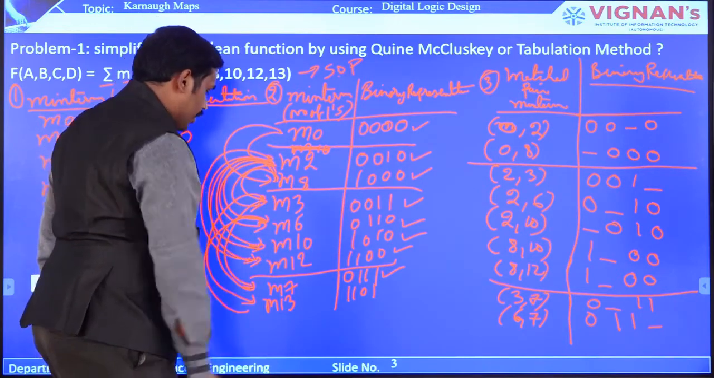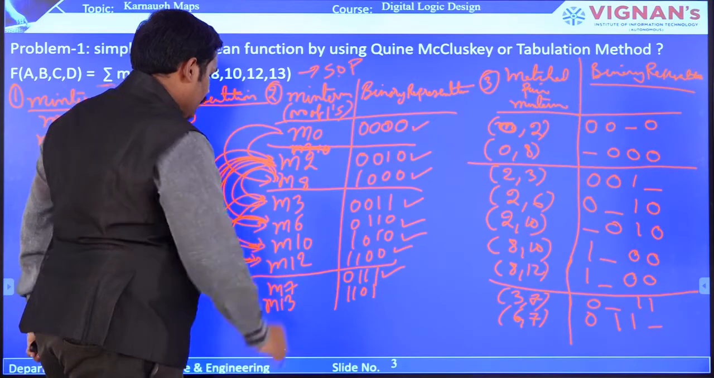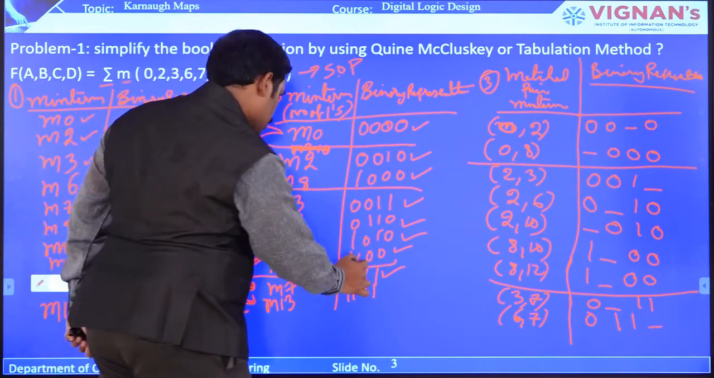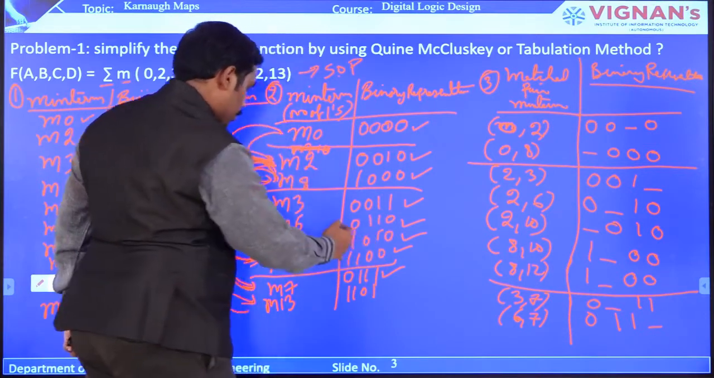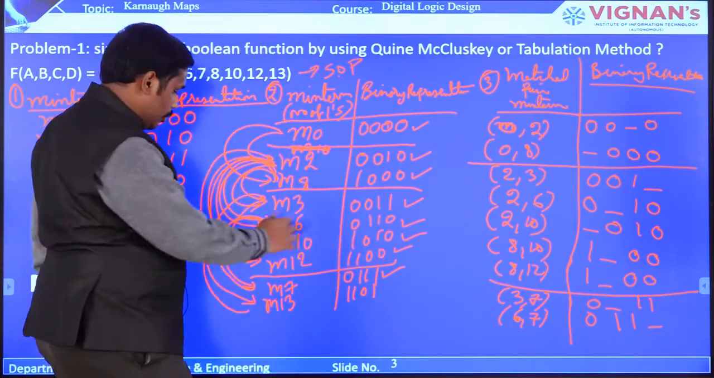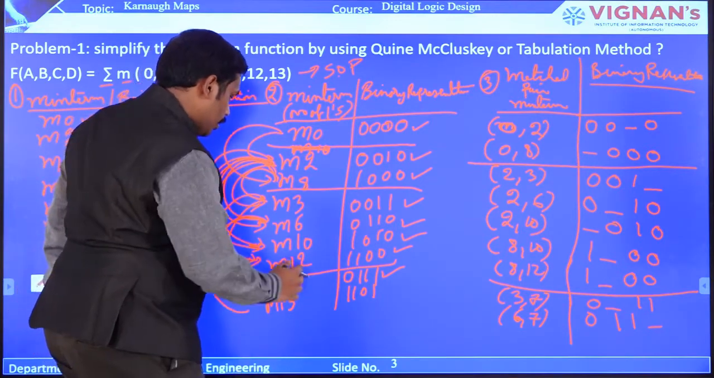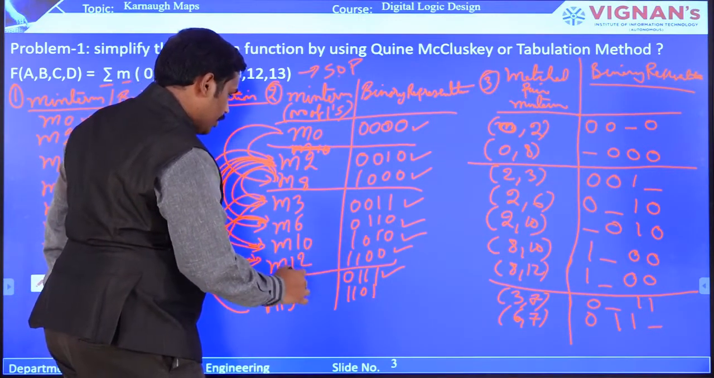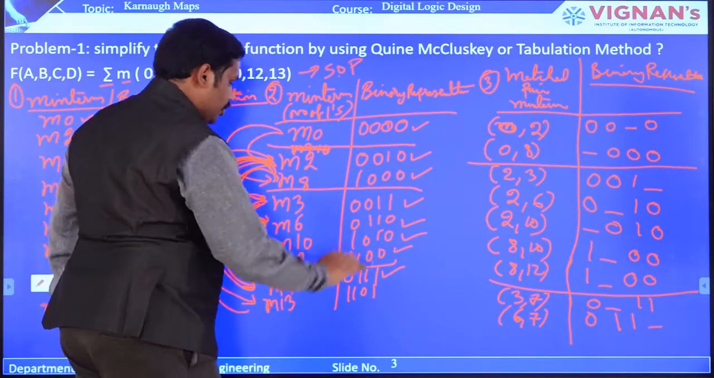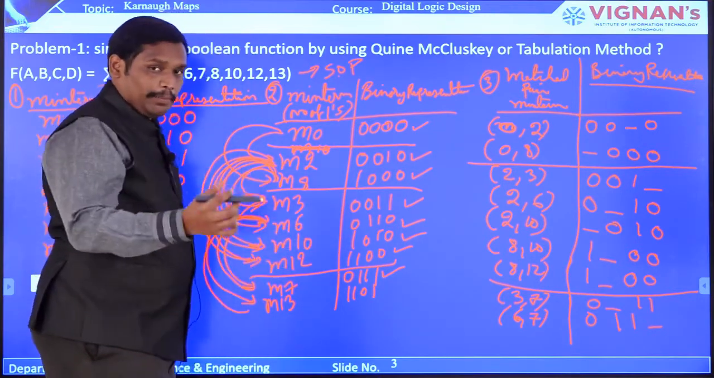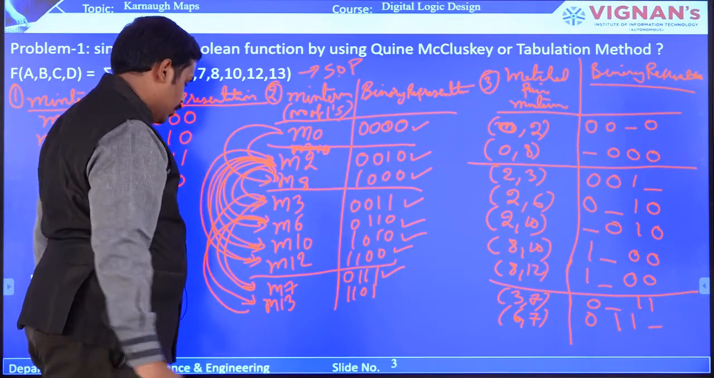And now 10 and 7. You are going to compare 10, which is 1 0 1 0, and 7, which is 0 1 1 1. So there are too many bit position changes, so it is not possible. And then 10 with 13, 1 0 1 0 with 1 1 0 1. So there is no possibility, right? So even that particular matched pair you cannot consider in the new table.